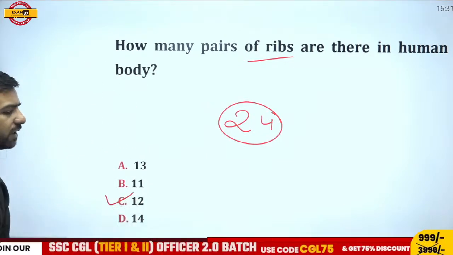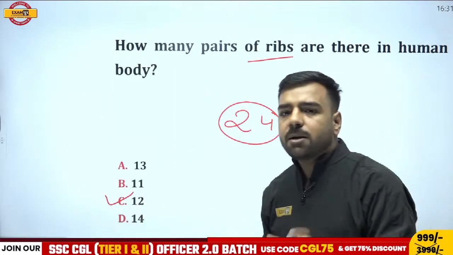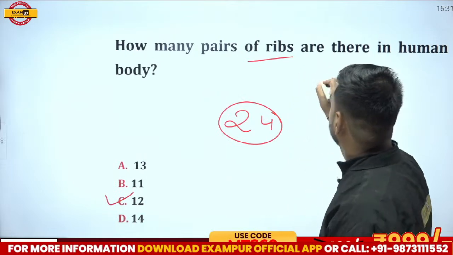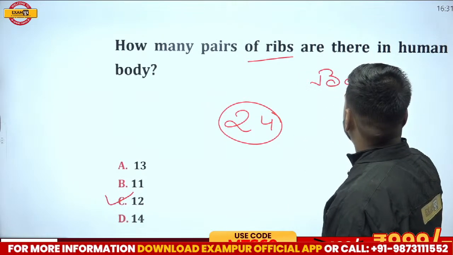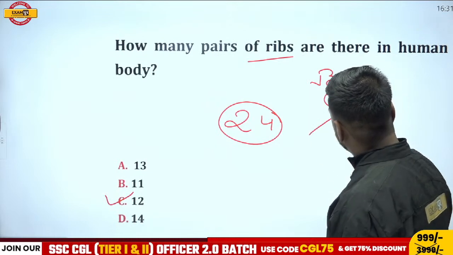The correct answer is going to be 12. Now, this was the basic question which was asked in previous year. That's why I've kept it. But if I talk about the total number, so we know that if I talk about the bones, its total number is 206, but it is divided into two parts.